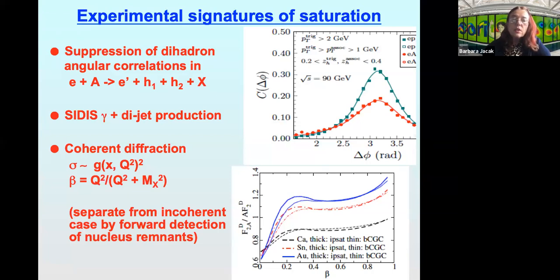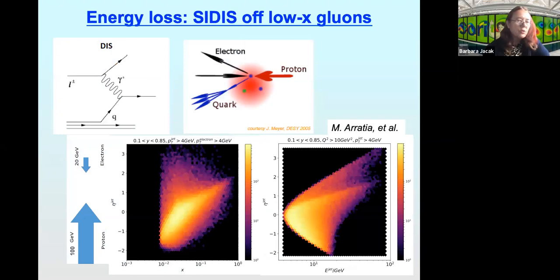We can do semi-inclusive gamma plus dijet production, again to look at the gluon density, and coherent diffraction, whose cross section is proportional to the square of the gluon density. The coherent diffraction you can actually separate from the incoherent case, of which there's lots, by detecting the nucleus remnants in the very forward directions. And that's why you hear people talking about Roman pots and far forward measurements.